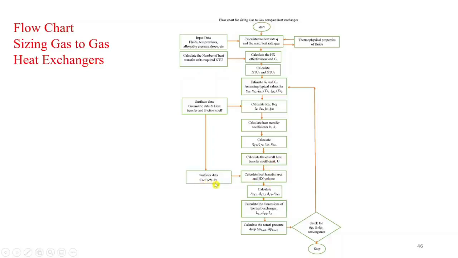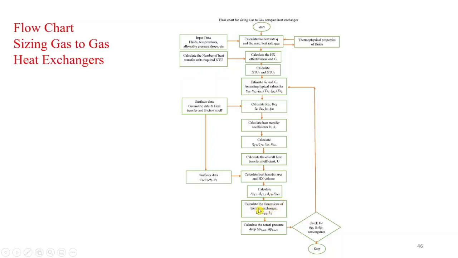Since also sigma 1 and sigma 2, which are defined as the free flow area divided by the frontal area, we can find the free flow area since we know G and we know the mass flow rate. So the free flow areas for 1 and 2 are known, and then we use sigma 1 and sigma 2 to find the frontal area 1 and frontal area 2.